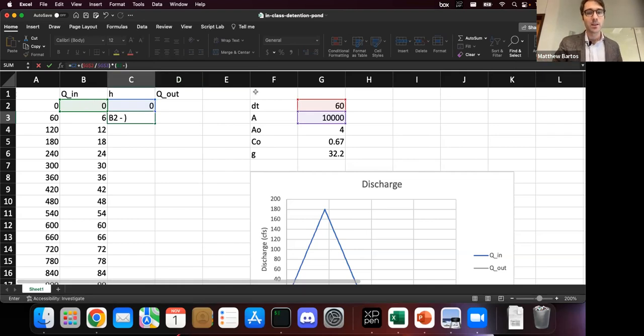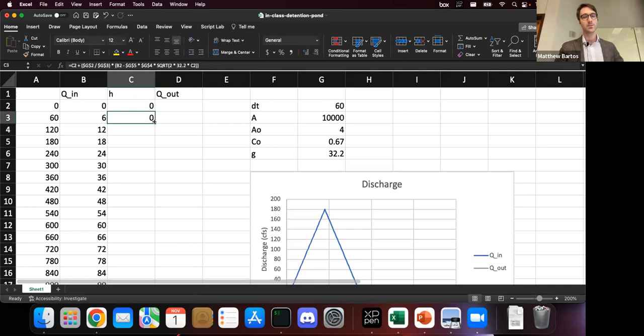So let's do that. We have C naught times A naught times, I'm going to use the square root function, SQRT, of 2 times, I'm just going to write 32.2 times, and then I need to select which cell it will be, C2. Okay, and let's pray that this works.